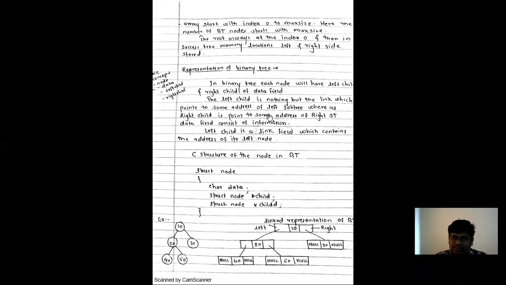Now, the next very important part is the representation of the binary tree. How to represent the tree by using a linked list? To represent a single node of a binary tree, how many fields do you require? How many fields do you require?